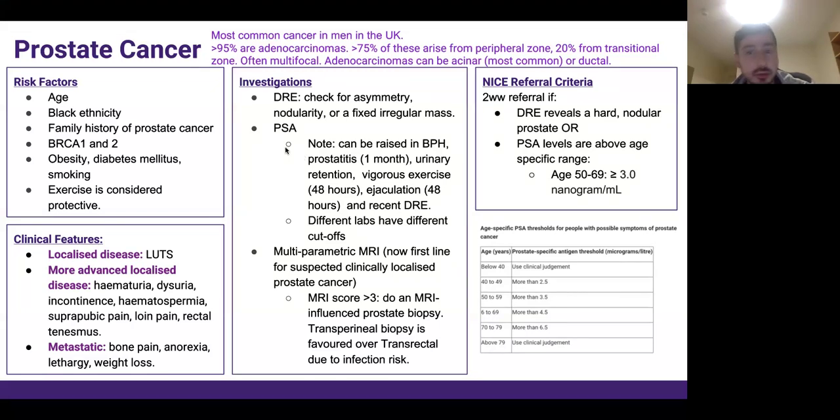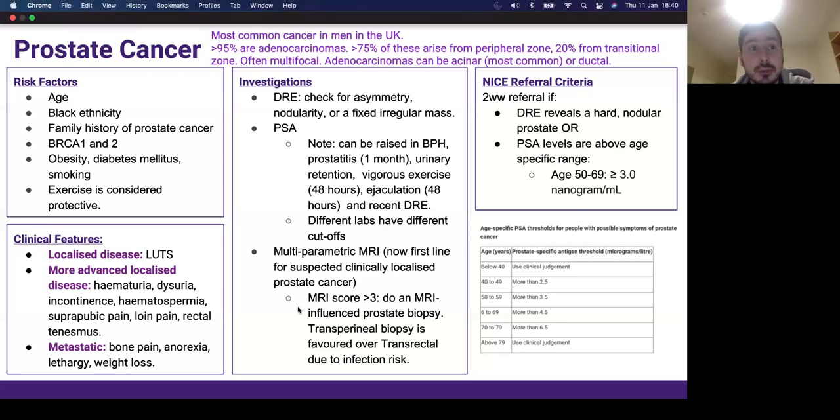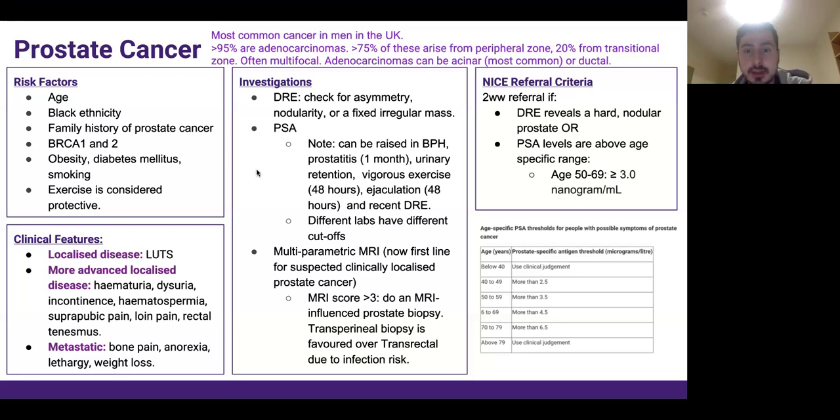It can be raised in BPH, prostatitis, vigorous exercise, recent ejaculation. It's very difficult to use PSA as a diagnostic test for prostate cancer, but it can certainly give a very good indication. Because of that, it's used in the 2-week wait referrals. So if the DRE reveals examination findings consistent with prostate cancer, or the PSA levels are above the age range cutoff level, you'll refer them onwards. And what will happen onwards is a multiparametric MRI, which will give you a score, the Likert scale. And if the score is more than a cutoff of 3 out of 5, you can do a prostate biopsy.